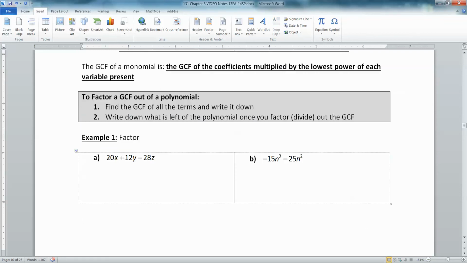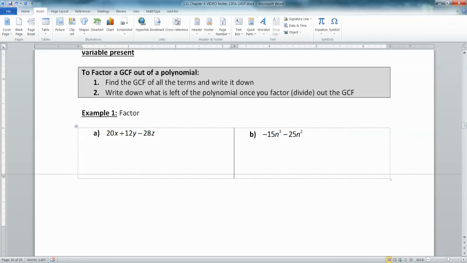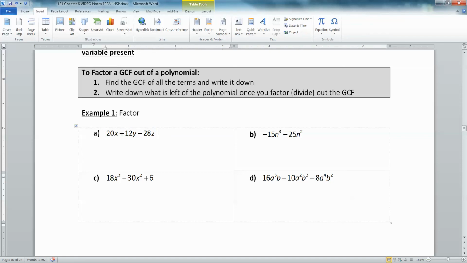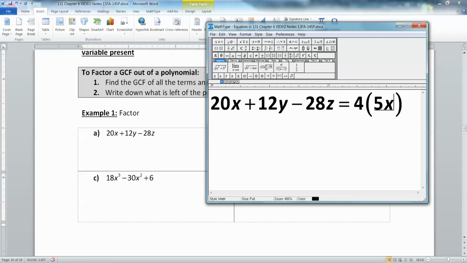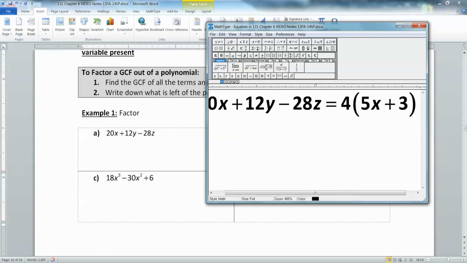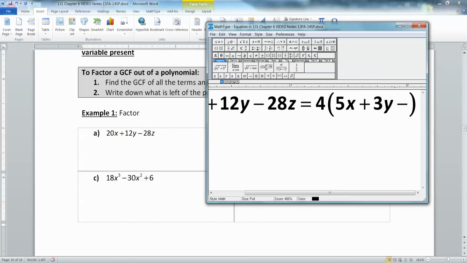So the first type of factoring we're going to do is when you factor out your greatest common factor. So you look at your terms and you say, okay, what did those terms have in common? So this one's 20x plus 12y minus 28z. Well, the letters are out because x, y, and z aren't common, so that's done. So you just need to look at your 3 numbers, 20, 12, and 28. The biggest thing that goes into all of them is 4. That would leave you 5x plus 3y minus 7z.